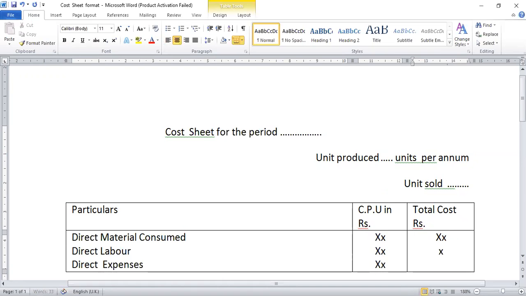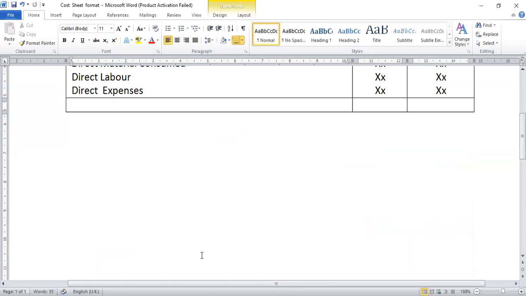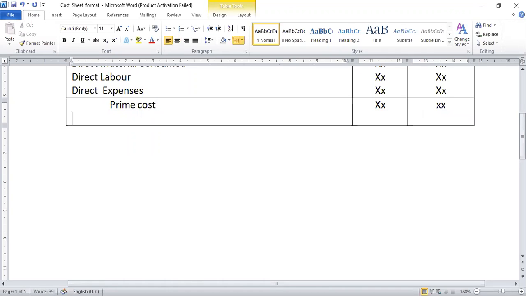Make the total of these. The total of these is known as prime cost. This is your prime cost. Direct material plus direct labor plus direct expenses, that is your prime cost. Prime cost, then we have to add factory overheads. The overheads relating to factory. We have to add factory overheads.